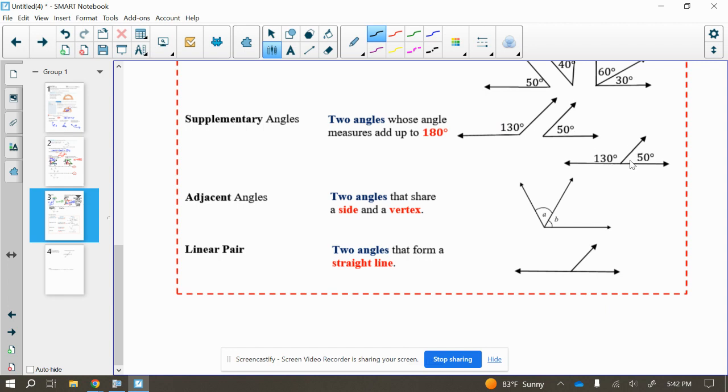Speaking of if the angles are touching, like this example here, that is known as adjacent angles, and that happens when they share a side and a vertex, like this piece here. And a linear pair are when we have an adjacent angle that's also supplementary. So you would be adjacent and supplementary. That's going to be our linear pair.